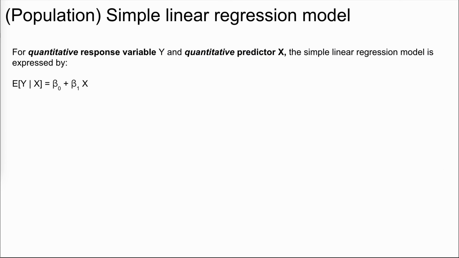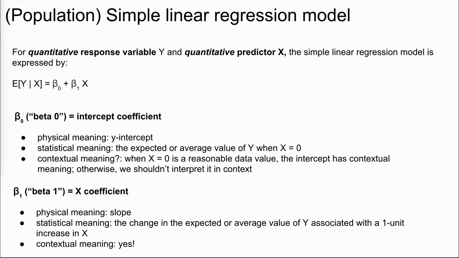The simple linear regression model is summarized here in the general, not penguin-specific setting. Notice that the intercept and x coefficients are represented by Greek letters, which we can read as beta 0 and beta 1. Though likely new to you, this is the standard notation in statistical modeling. For future reference, I've also summarized the physical, statistical, and contextual meanings of these beta coefficients here.